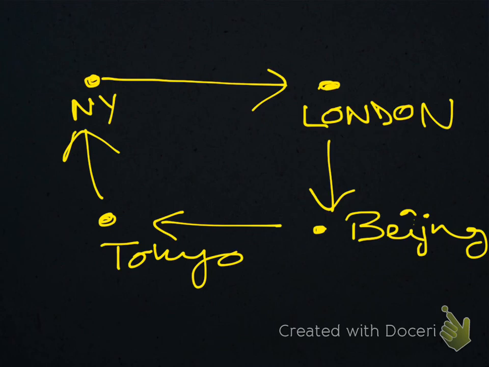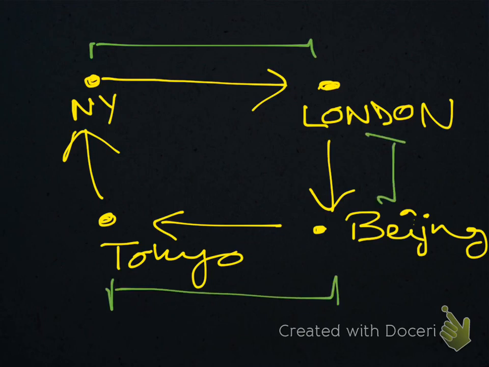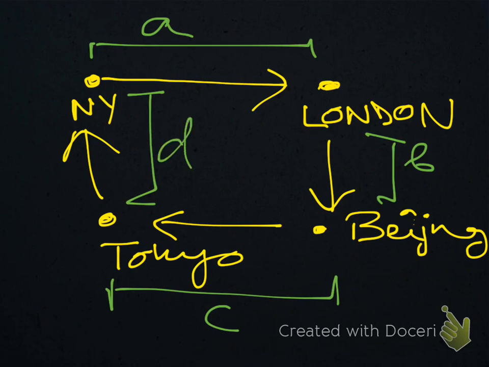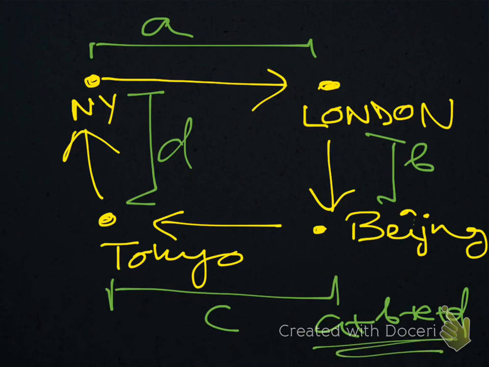So what is the distance traveled by the person, if you ask? Well, I have not found out the distance between New York and London, and Beijing, and Tokyo and Beijing. So let us assume this distance is A, this is B, this is C, and this is D. So the total distance traveled would be A plus B plus C plus D. That's the total distance traveled by the person.